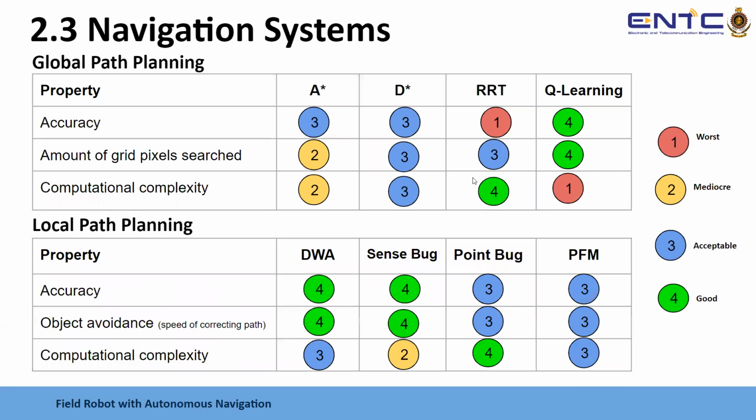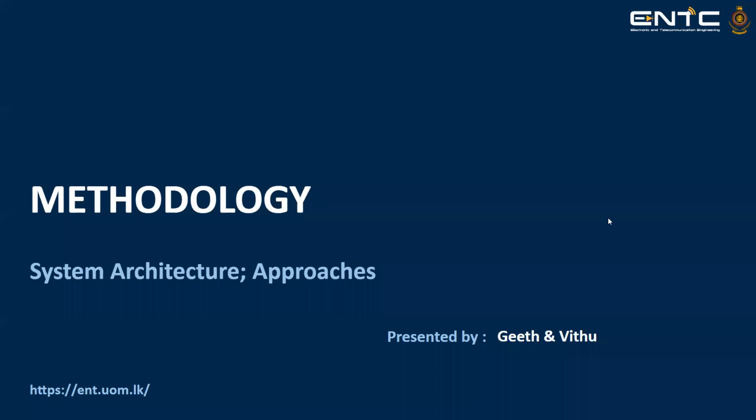Next, in our literature survey, we did the path planning. Here, we did the path planning for global and local path planning. Out of them, A-star and D-star algorithms are discussed for global path planning, and depending on the accuracy and the amount of grid pixel search, we selected D-star for global path planning. And in local path planning, we selected the DWA technique because it gave the best accuracy and best object avoidance for our local path planning.